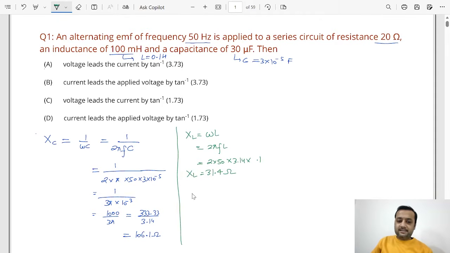Now clearly XC is more than XL, which means the circuit is capacitive in nature, and you all know that in a capacitive circuit, current leads voltage. So option C becomes wrong, option A becomes wrong.